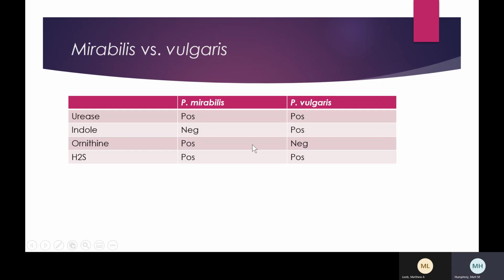So these are going to be a good way of speciating them out. I will tell you, your go-to for Proteus mirabilis versus vulgaris is going to be that indole reaction. Indole negative is Proteus mirabilis, indole positive is the vulgaris, and it's really a vulgaris group. But I will tell you that's going to be your go-to there.